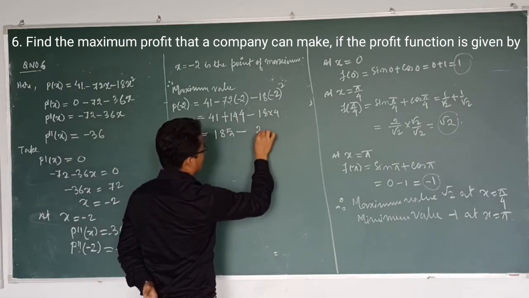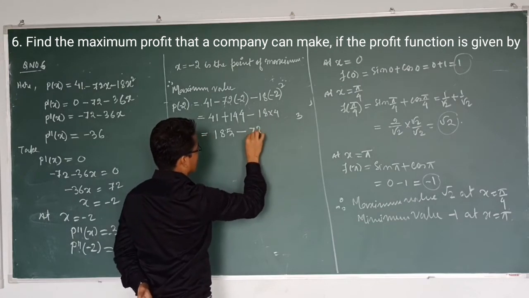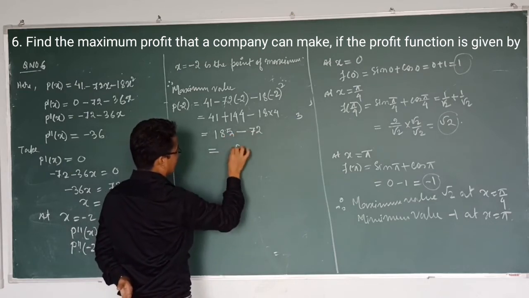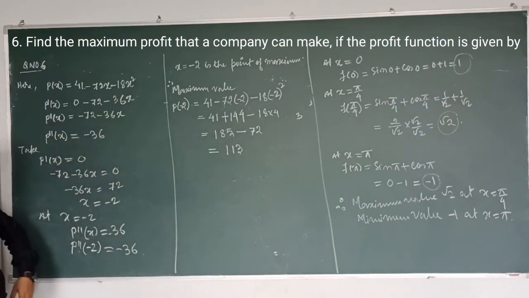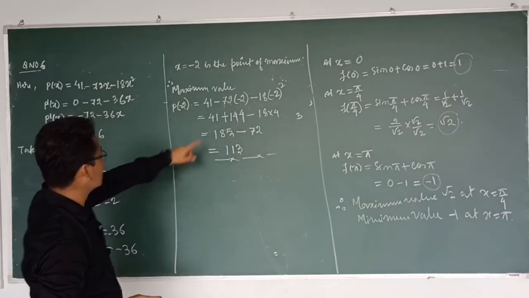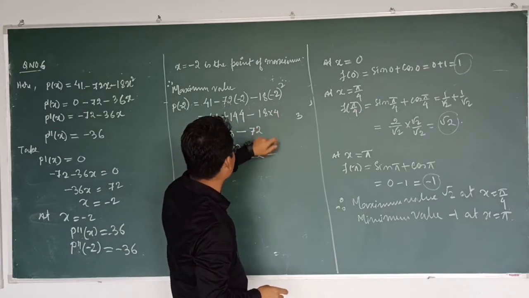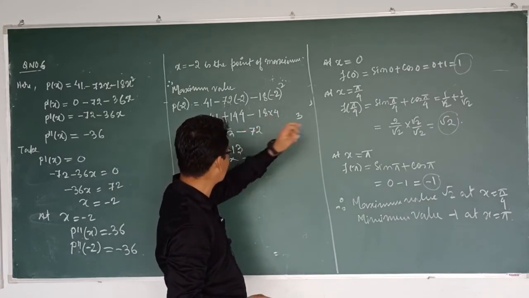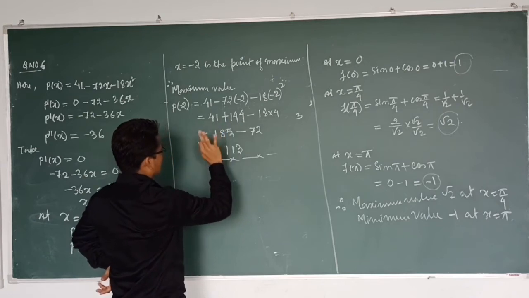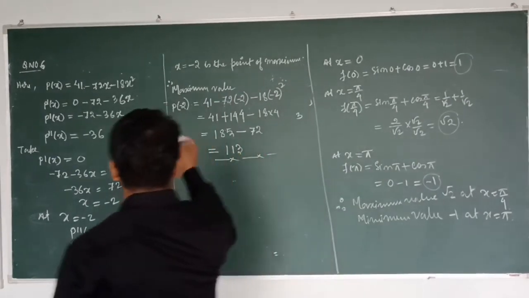18 times 4 is 72. Adding 41 and 144 gives 185, and if you subtract 72, then we get 113. So 113 is the maximum value we get. Yes, this is the maximum value we get.